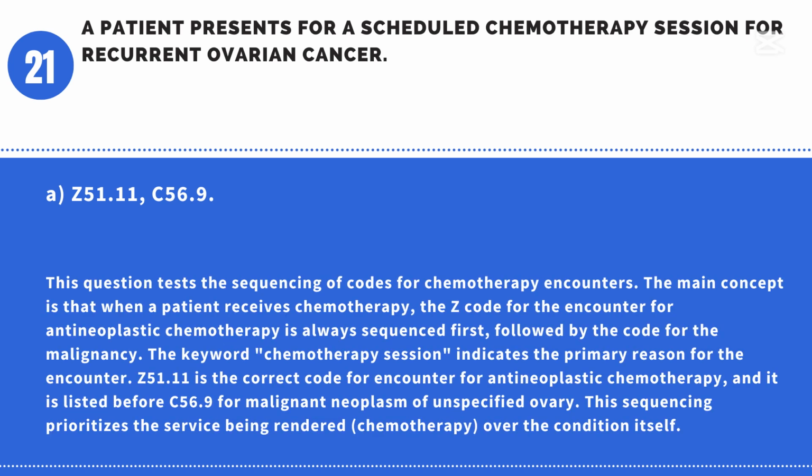Answer: A. Z51.11, C56.9. This question tests the sequencing of codes for chemotherapy encounters. The main concept is that when a patient receives chemotherapy, the Z code for the encounter for antineoplastic chemotherapy is always sequenced first, followed by the code for the malignancy. The keyword chemotherapy session indicates the primary reason for the encounter. Z51.11 is the correct code for encounter for antineoplastic chemotherapy, and it is listed before C56.9 for malignant neoplasm of unspecified ovary. This sequencing prioritizes the service being rendered, chemotherapy, over the condition itself.